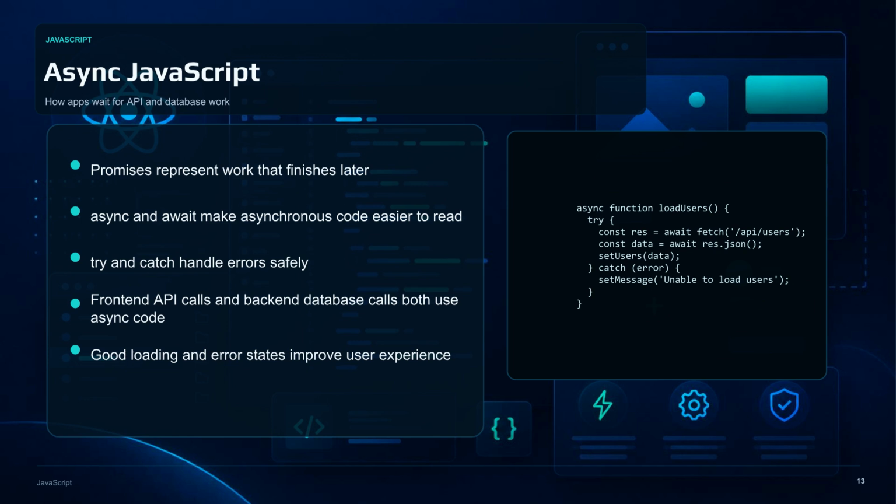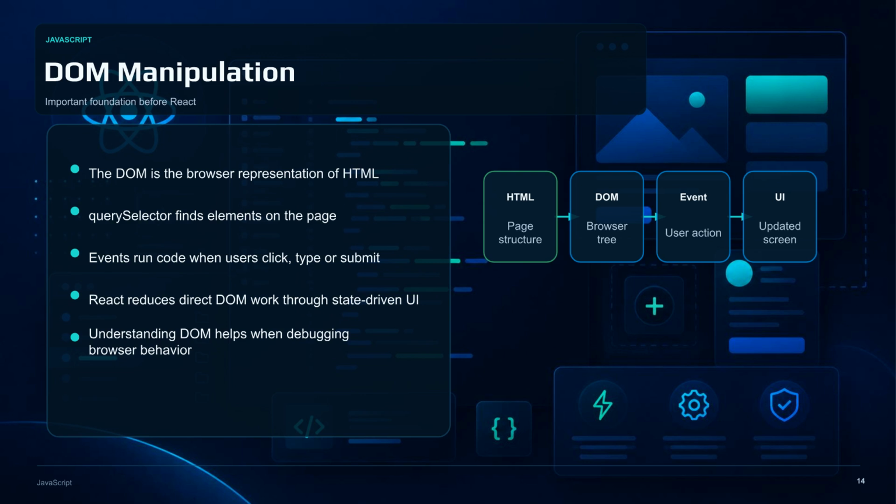Handling API and database calls requires asynchronous code. Promises, async and await, and proper error handling with try and catch are crucial for a smooth user experience. Understanding the DOM is essential. While React simplifies direct DOM manipulation through state, knowing how the browser handles events and structure is important for debugging.